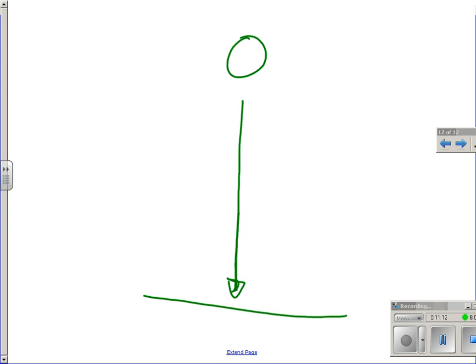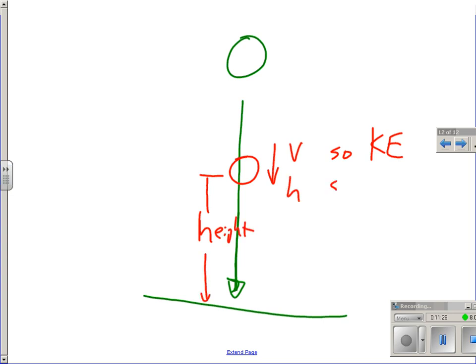So the idea is when the ball gets to, for example, right here, it's moving, it's got velocity, so it's going to have kinetic energy, but it's also got height, right? Because it's not on the ground yet, right? And so it's also going to have gravitational potential energy. Okay, so there's an example. This ball, when it's halfway down, has both kinetic and gravitational potential energy. It's got 2 types of energy. It's got velocity, so it has KE. It's got height, so it has GPE. All right?